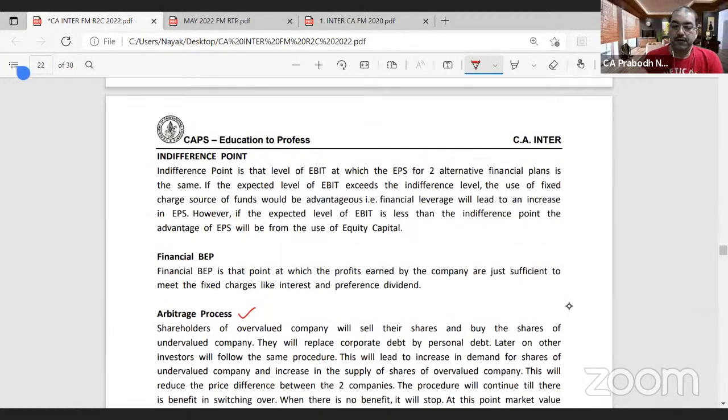Then indifference point. Many times indifference point has been asked in the question. What is an indifference point? It is that level of EBIT at which the EPS for two alternative financial plans is the same. EPS is equal.